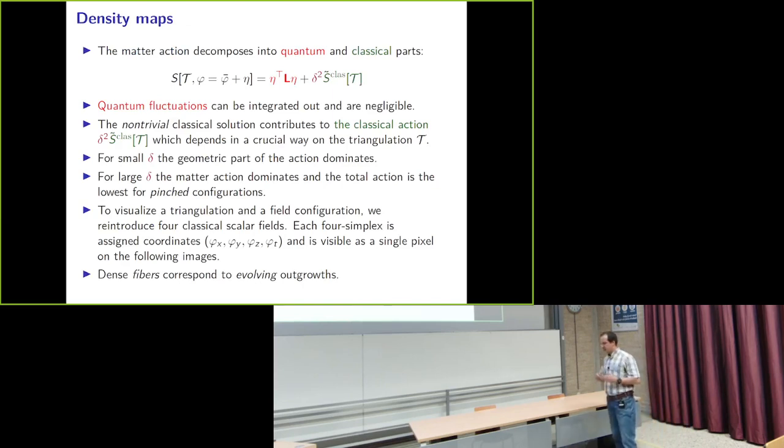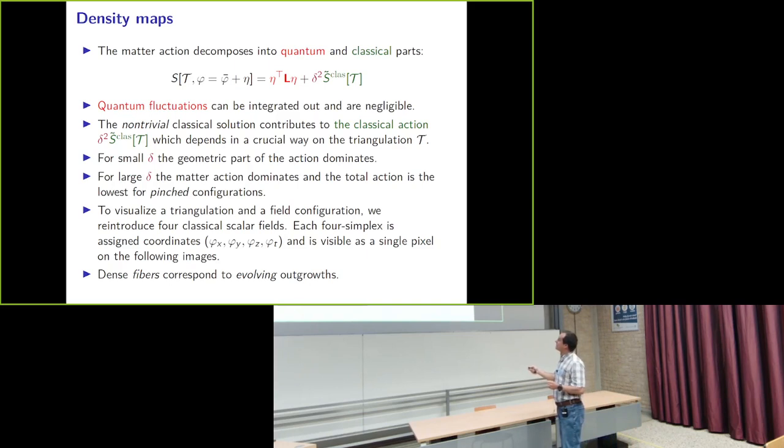Now we'll go to more fields, but let me make some introduction for the pictures I will show later. So as I said, the action that we use that governs the fluctuations of this scalar field consists of a quantum part and a classical part. And the quantum part can be integrated out. L is the Laplacian, the discrete Laplacian for this triangulation, and it's basically negligible. But the classical part: the field fluctuates around a classical solution, and the classical part is the value of the action for this classical solution that winds also around the circle of circumference delta.